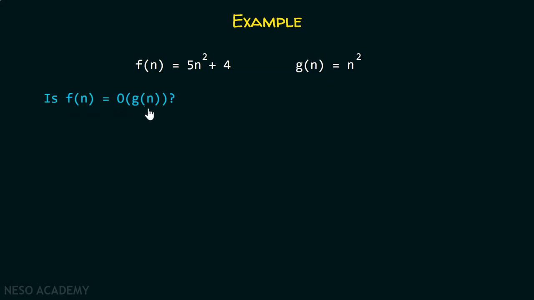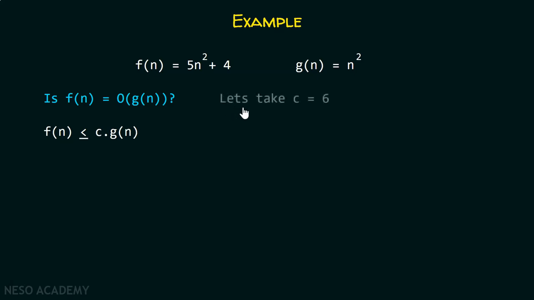That means we need to determine if gn is the least upper bound on fn. For this purpose, obviously we need to compare fn and gn like this: fn less than or equal to c dot gn. If you want to know if fn is equal to big O of gn, then according to the definition, we need to compare these two, fn and gn, by using this inequality.